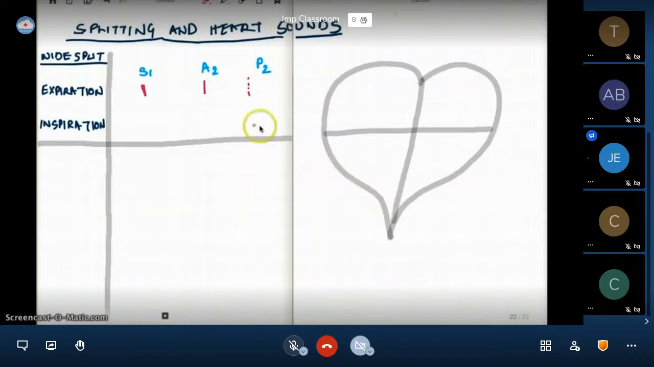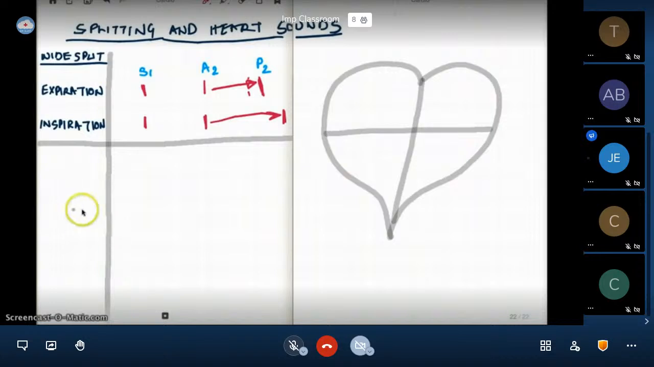What's going to happen with wide split is that P2 is going to move in here, further from the normal one. And this is going to happen in inspiration as well. So S1 is going to be in the same position, A2 is going to be in the same position, P2 is going to be even further. So yes, it is wide split, but inspiration will have a longer split than expiration, but even expiration is going to have a longer time lapse. Okay, so this is a wide split.